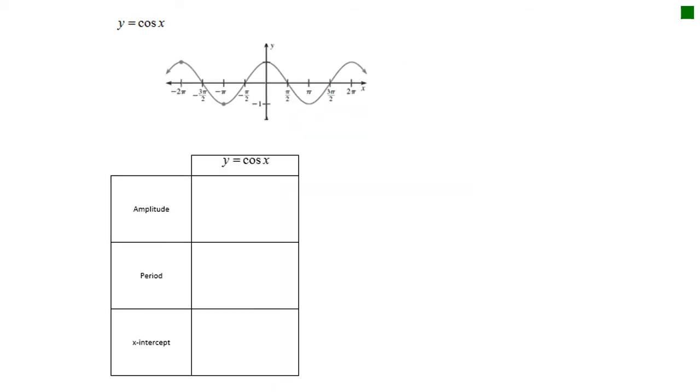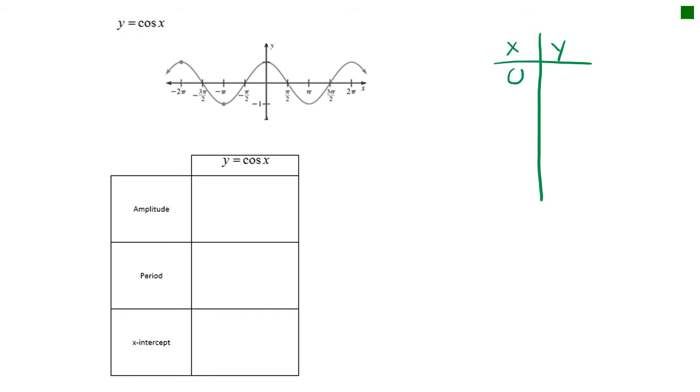Now we're going to talk about the basic shape of a cosine graph. Again, we still have amplitude, period, and x-intercept, but they're going to be different for the cosine graph. If you look at that, that's what a cosine graph looks like. And if we go to a table, we talk about x and y.